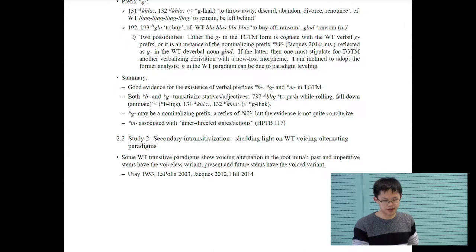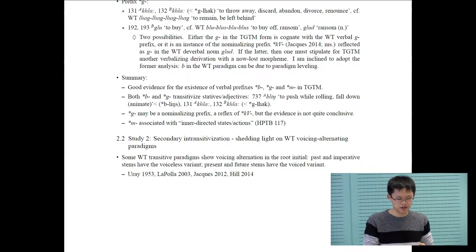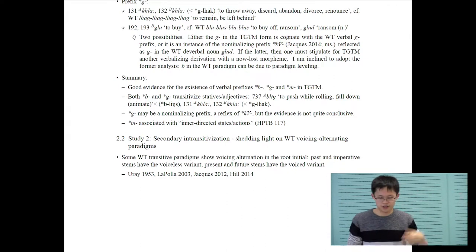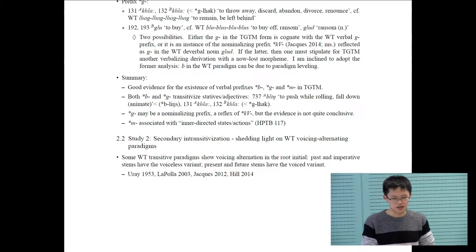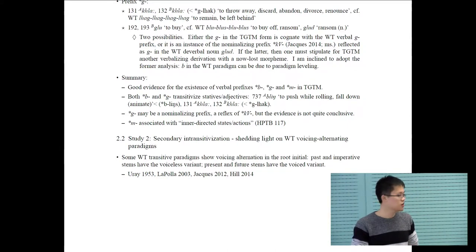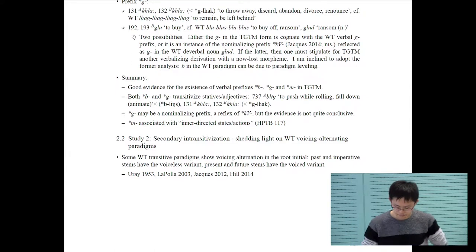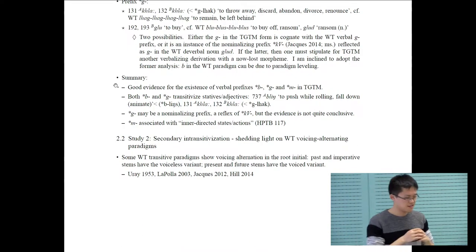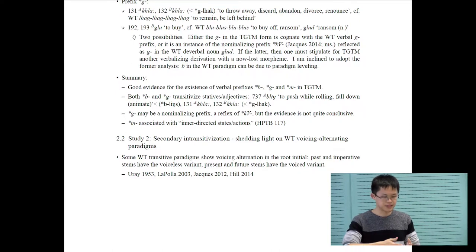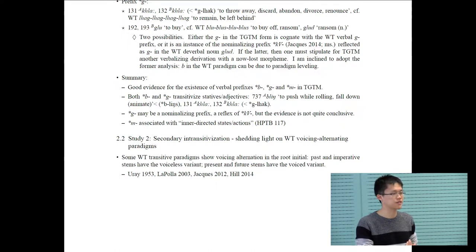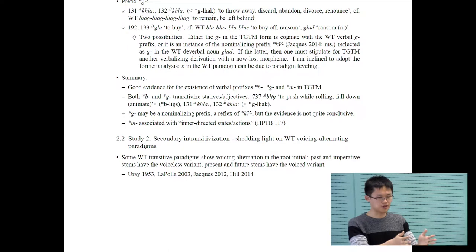Both B and G are transitivizers. They transitivize statives and stative adjectives. So we've seen that. G may be a nominalizing prefix, a reflex of g, but the evidence is not quite conclusive. M is associated with an inner-directed state or action that has been proposed for the prefix M, not just in written Tibetan, but for cognates in other Tibeto-Burman languages as well. And for M, the word we saw was to forget. That's sort of a mental state, or a mental change of state. So semantically also, we see a pretty clear correlation between these forms. So we've established that there are pretty significant similarities between what we see as paradigms in written Tibetan verbs and in TGTM as just verb roots.